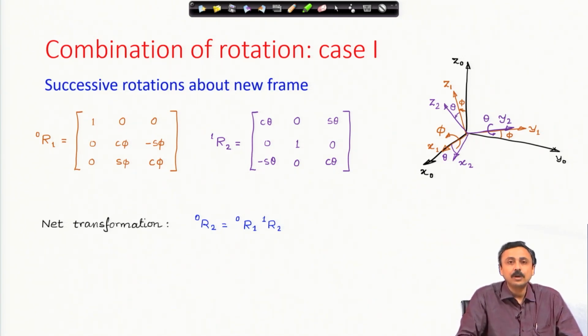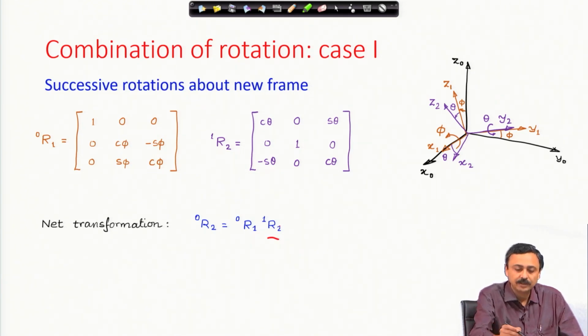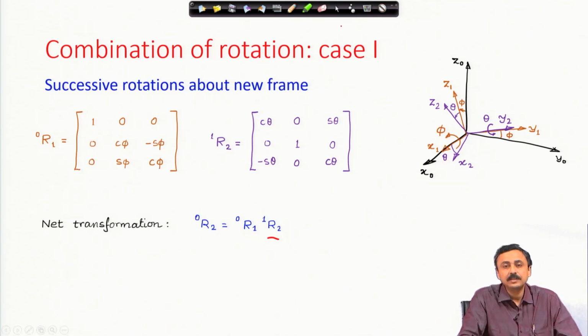Therefore, I want to find out R, the rotation matrix from frame 2 to frame 0, and that is obtained by taking a product in this order. This is very important: matrix multiplication is non-commutative. R from 1 to 0 multiplied with R from 2 to 1 gives us R from 2 to 0. So, that is the net transformation.